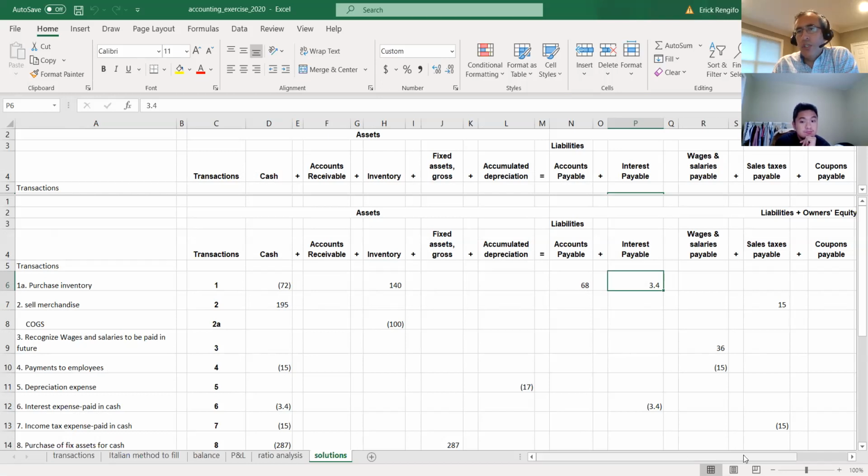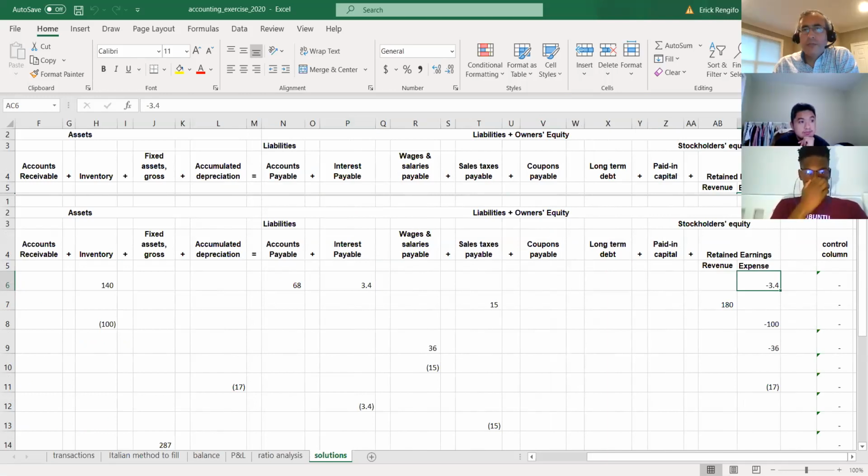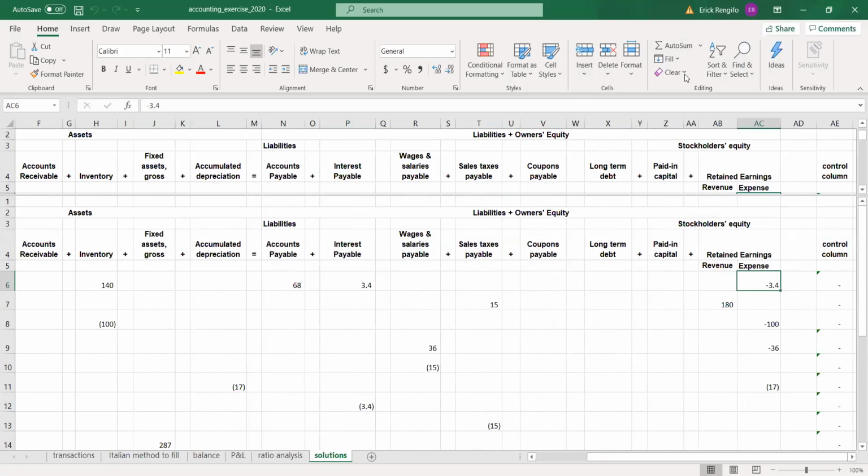And then how do you cancel out this transaction? This immediately goes as an expense, 3.4. Make sense? Guys, make sense to everyone? Yeah, I got it.